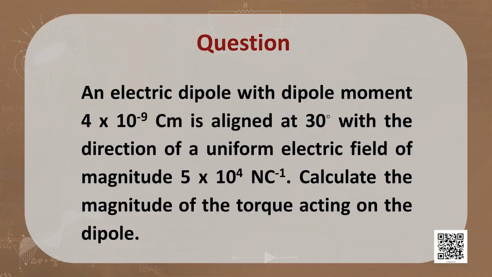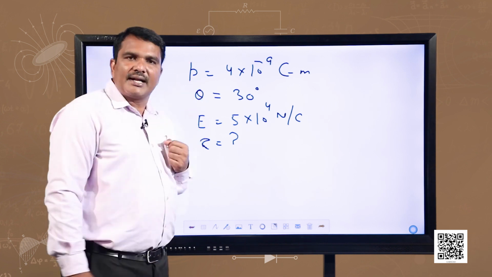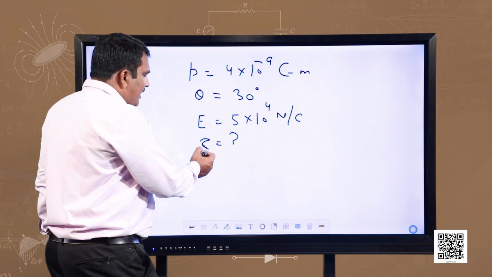And the problem is, an electric dipole with dipole moment 4 into 10 to the power minus 9 coulomb meter is aligned at 30 degree with the direction of electric field. So, theta is 30 degree and the magnitude of electric field is 5 into 10 to the power 4 Newton per coulomb, and you have to calculate the magnitude of the torque acting on the dipole. So, values of dipole moment, angle theta and electric field are given, and you have to find the torque on the dipole.